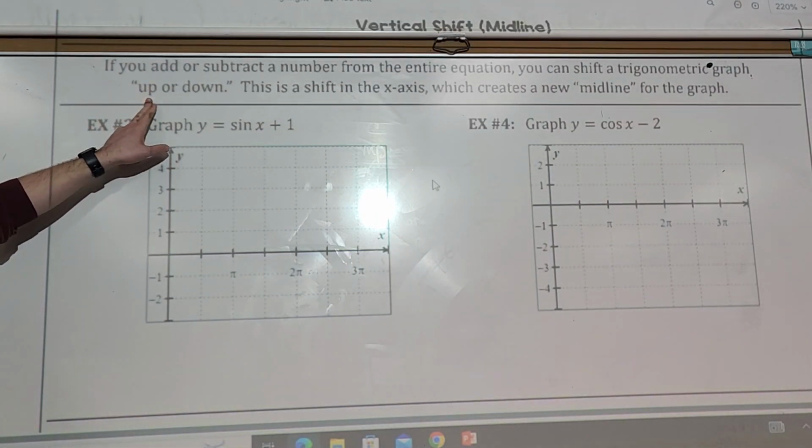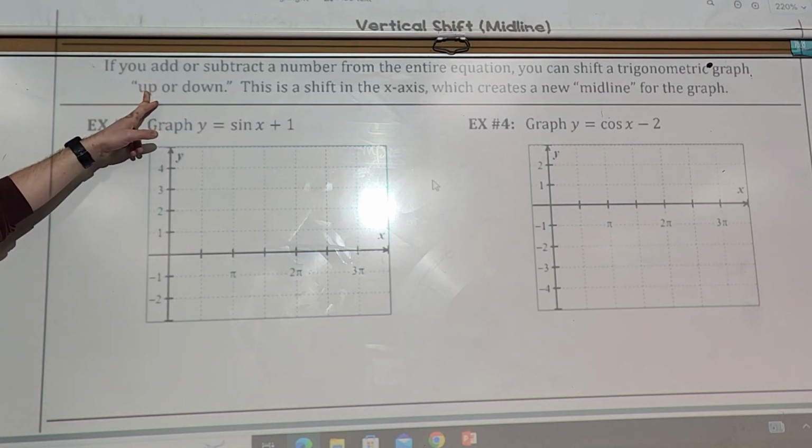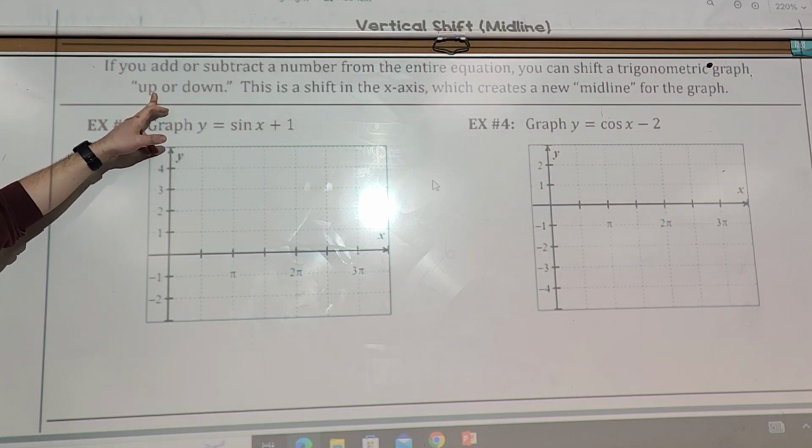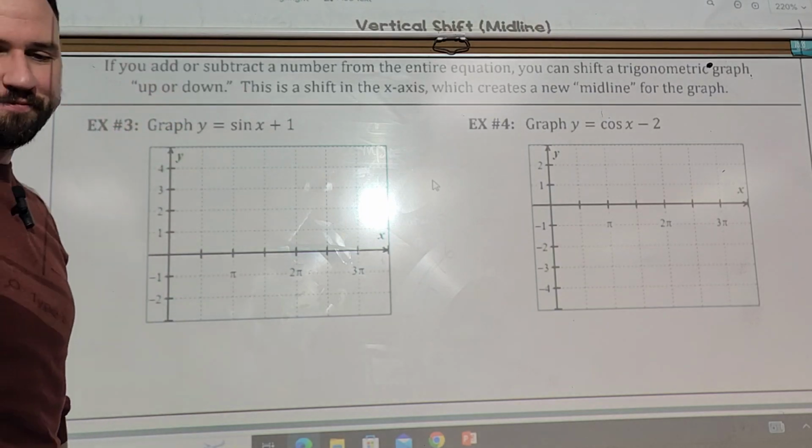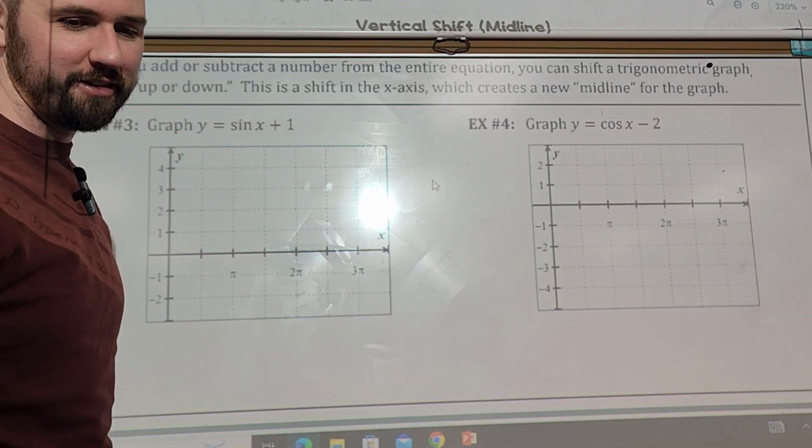So remember, if I add or subtract, I change my midline. Again, this is not new, but it's nice to see it over and over again. This quiz should be straight cash, homie, as my friend Randy Moss once said. How's that for an old reference?